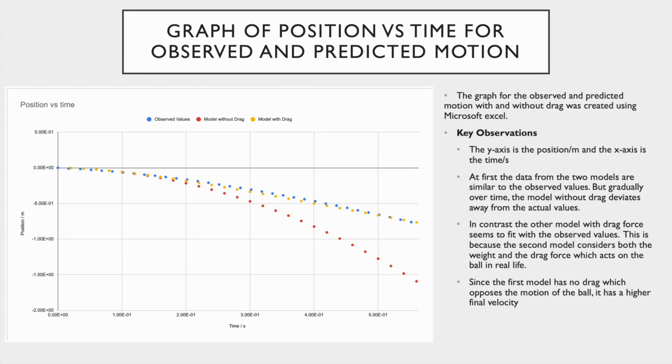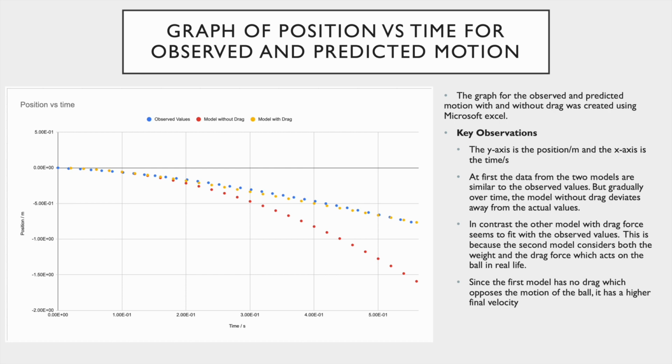Now the graph of position versus time for the observed and predicted motion. This is plotted through Microsoft Excel. Here the y-axis is the position and the x-axis is the time. At first we can see the data from the two models are similar to the observed motion values, but gradually over time the model without the drag deviates away from the actual values. In contrast, the other model with the drag force seems to fit with the observed values.